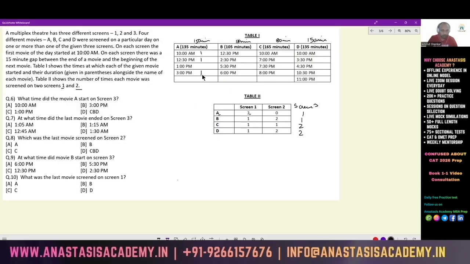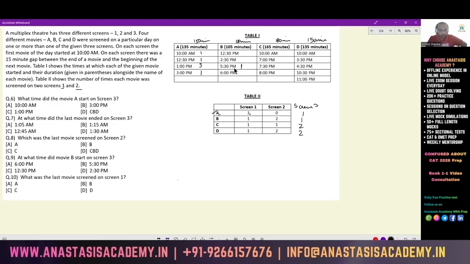Now I know A is shown 3 times on screen 1. Those 3 times are already recorded. So the remaining one will be on screen 3. So A's row is entirely taken care of. Now, the next movie on screen 1 should start at 5:30, and that is the only time when B starts. So this will be on screen 1.